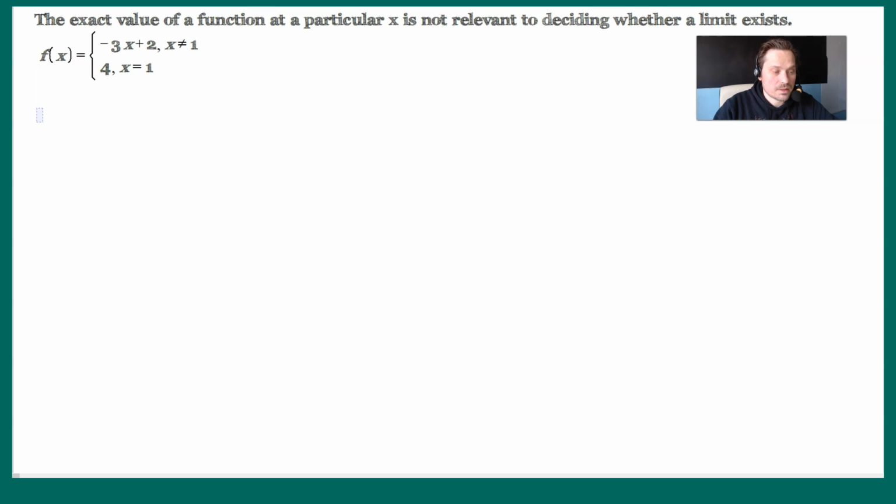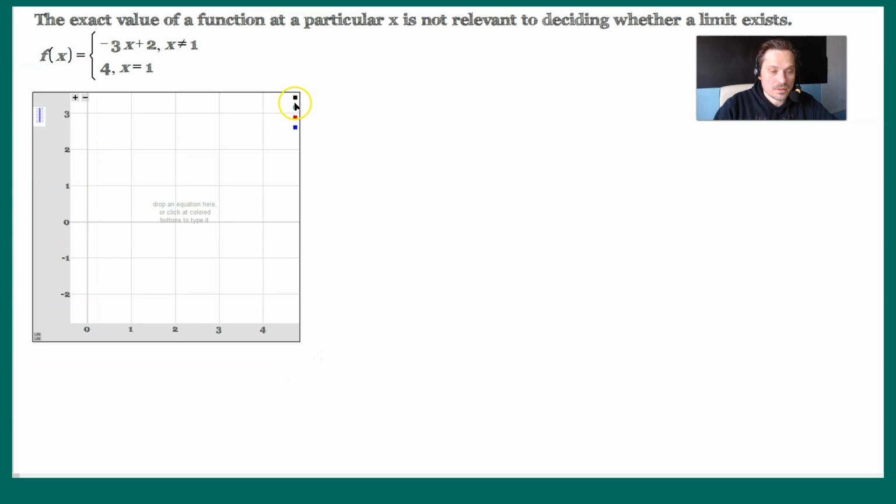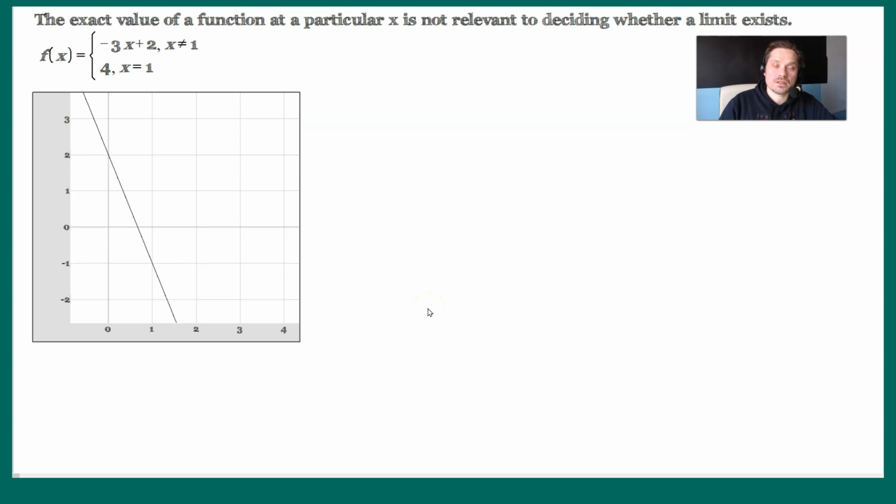Let's make a graph of it, because graphs here really help. I'm going to graph negative 3x plus 2. And this also points out an important issue with a lot of graphing software, which is that at positive 1, it will just show you that the value of the function is negative 1, which is not correct according to our definition.